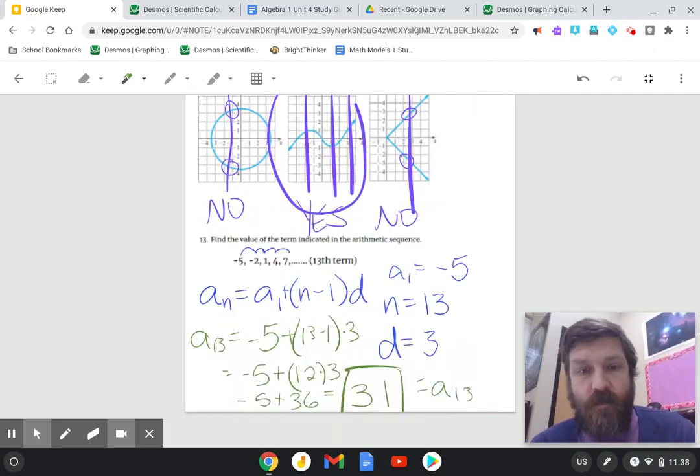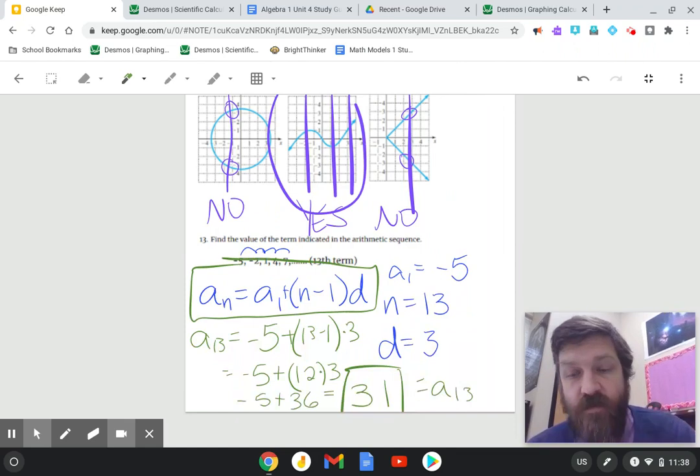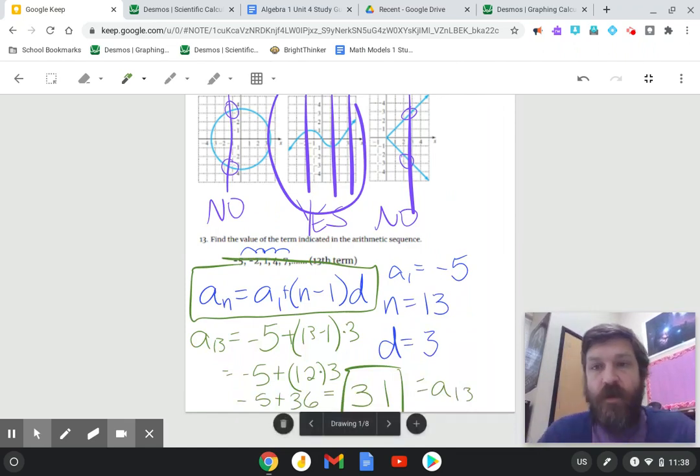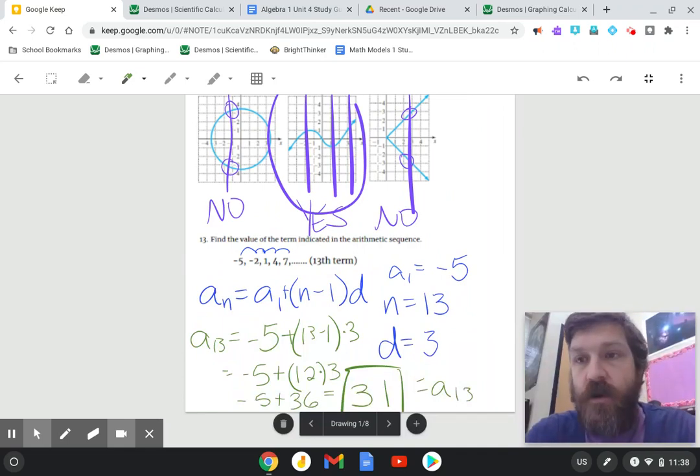All right, so that's pretty much it. I will post this formula right here on the study guide answers, and I will put it on the review as well, so you have it. I think that's the only formula that you need on this test. So that is the end of our Algebra 1 Unit 4 review.